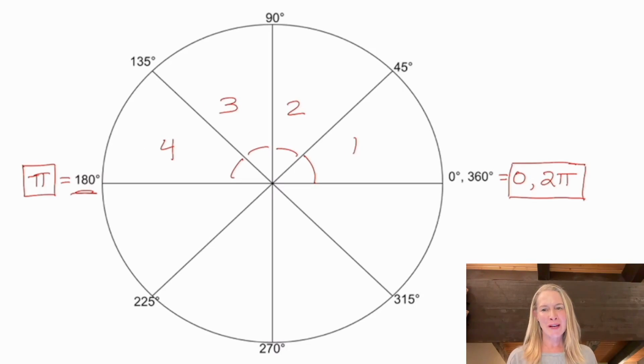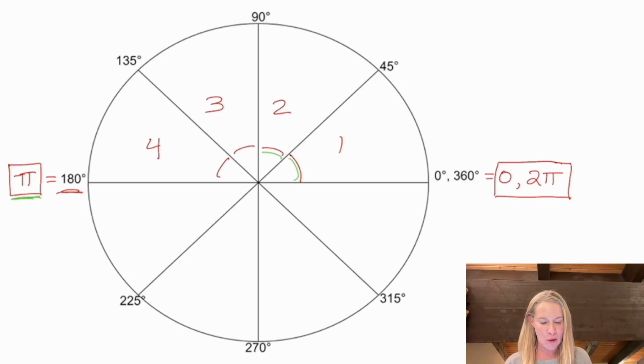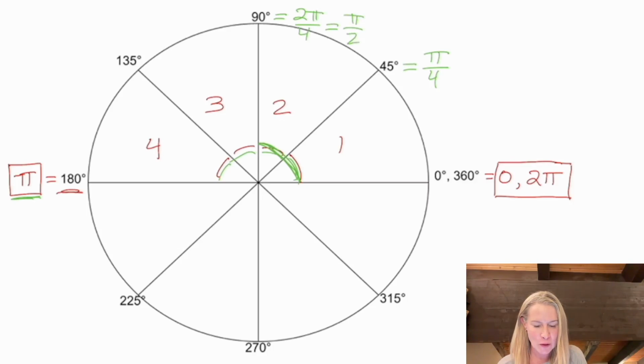So as far as radian measure goes, we've taken pi radians and cut it into 4 equal pieces. So each of those little wedges has an angle measure of pi over 4 radians. So 45 degrees is pi over 4. When we go all the way around to 90 degrees, that's now 2 pi over 4. Of course, we usually reduce that to pi over 2.